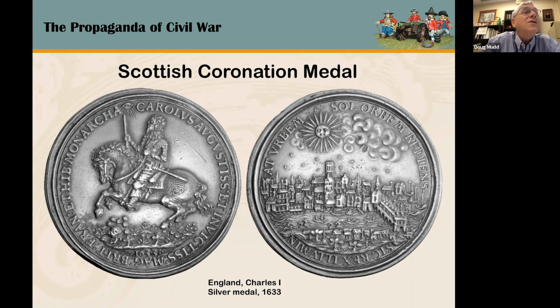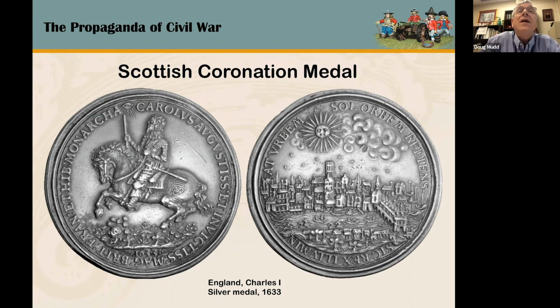This medal is interesting because it's from the earlier period of his reign, basically halfway between the time when he became king in 1625 and the time of the start of the Civil War. So in 1633, Charles, who was Scottish, the Stuarts were the Scottish royal house, and James I was the first of them to be in charge of England.